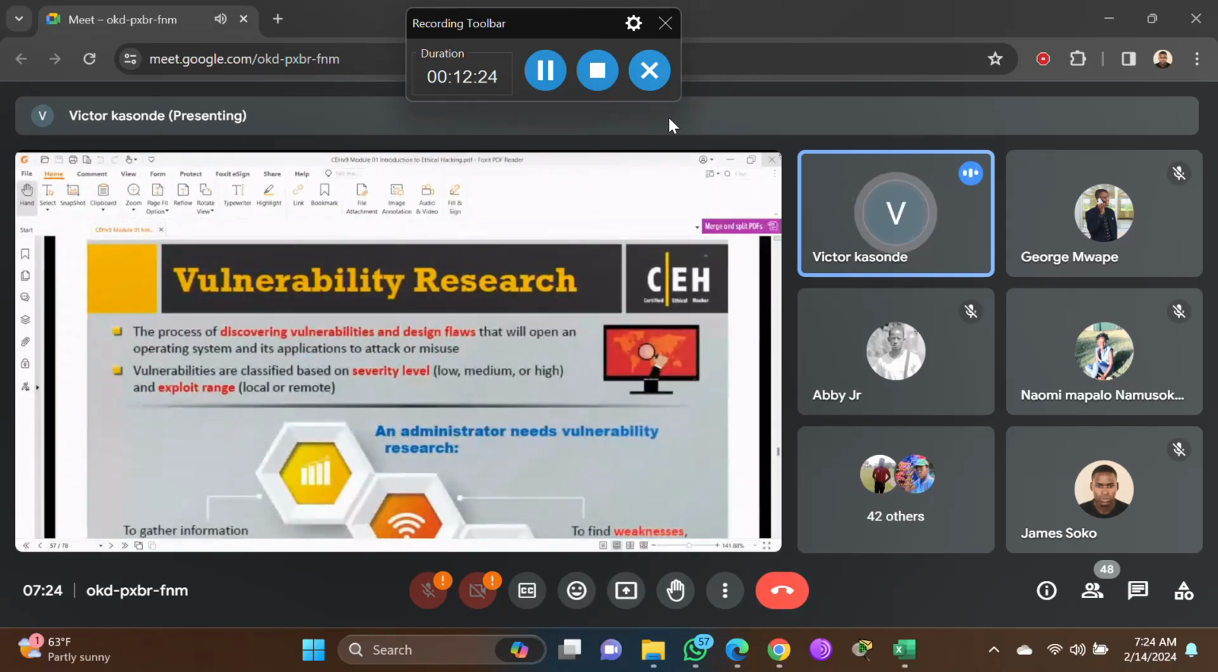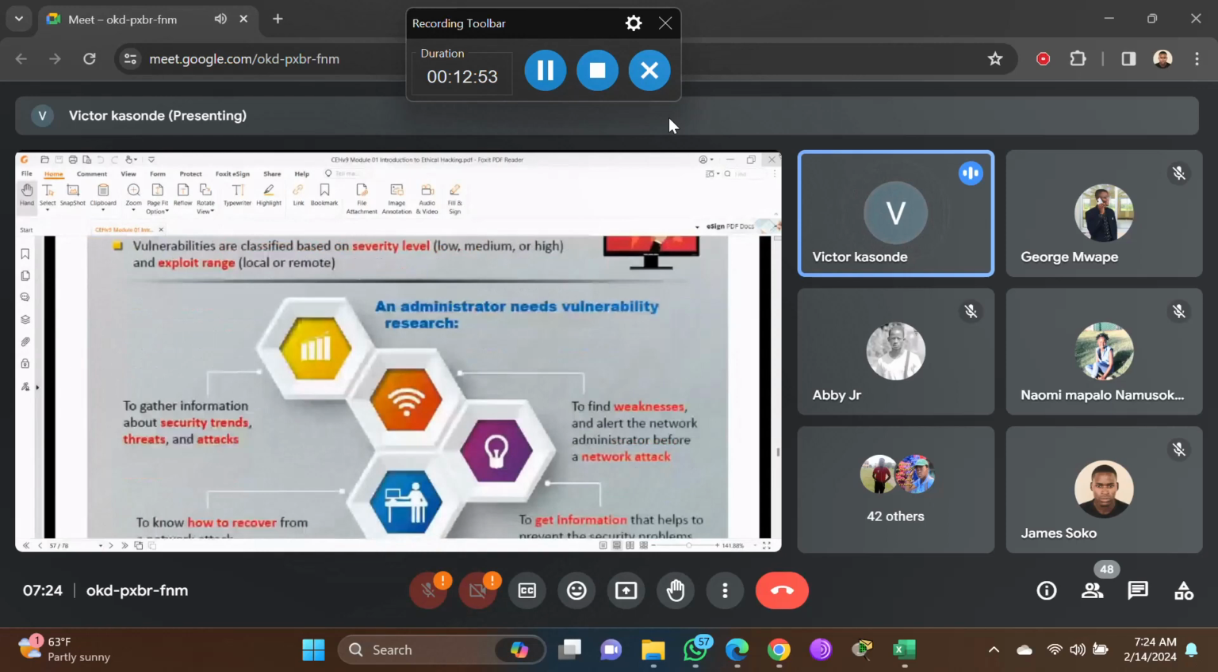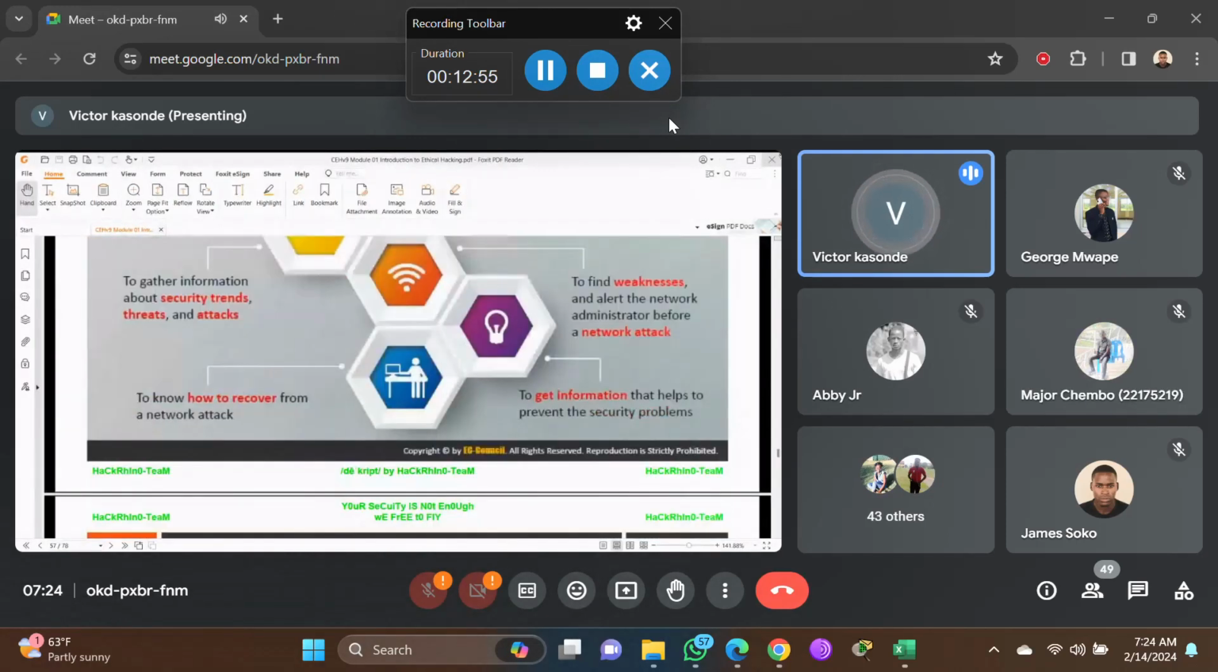Vulnerability research is the process of discovering vulnerabilities and design flaws that will open an operating system and application to attack or misuse. Vulnerabilities are classified based on severity, such as medium and high, and on exploit range, local or remote. Otherwise you can just go through there.